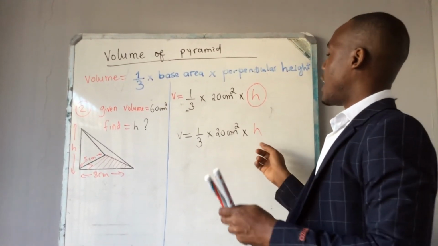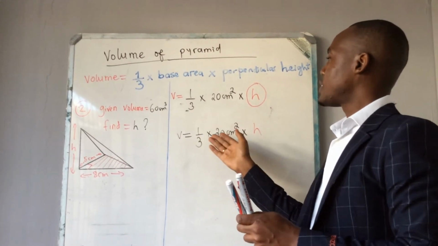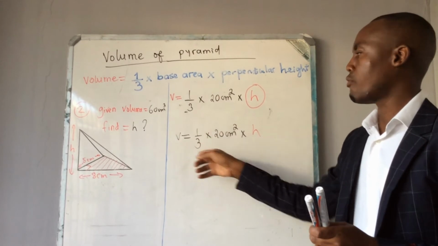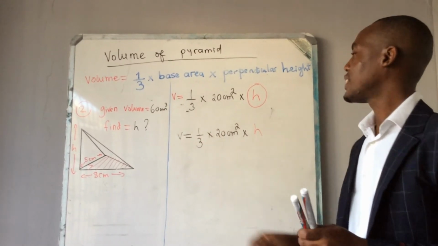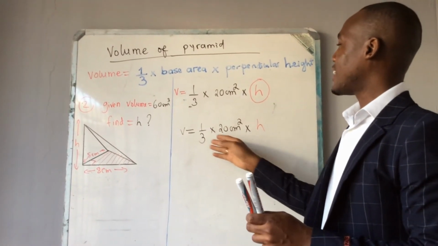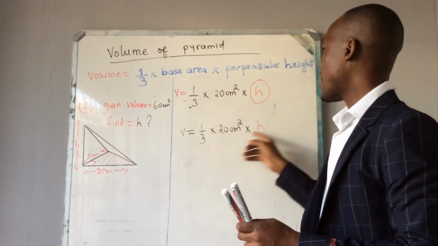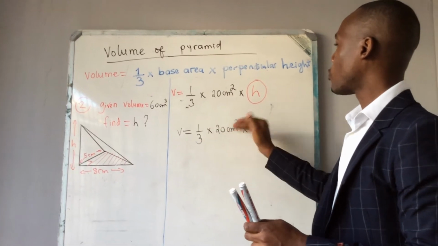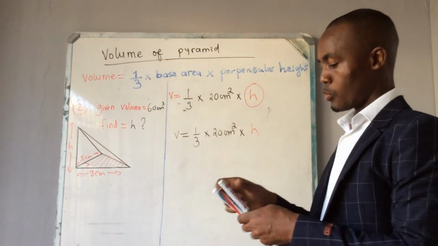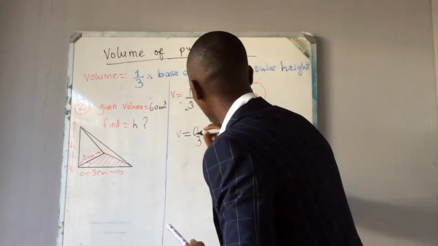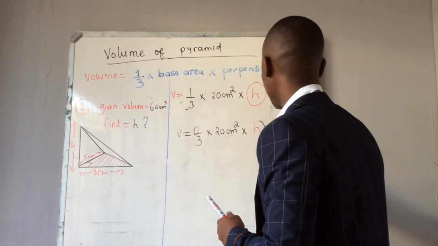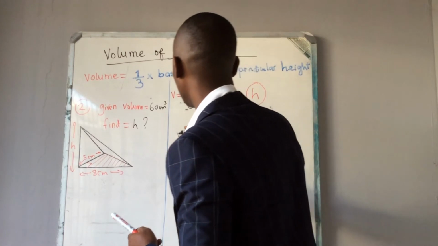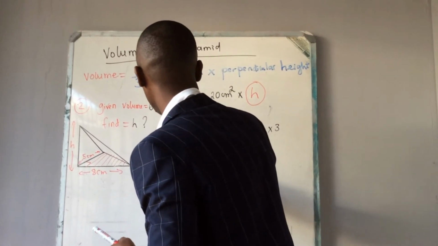Now, I'm going to use some algebraic manipulations. Since we have a denominator of 3 here, 1/3, we can get rid of this 3 by multiplying by this whole expression. In algebra, what you do on one side, you do on the other side. So we're going to multiply all this times 3, and if we do it on this side, we do the same on that side. So we multiply the volume here times 3.